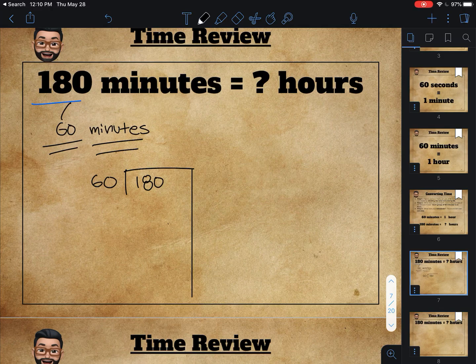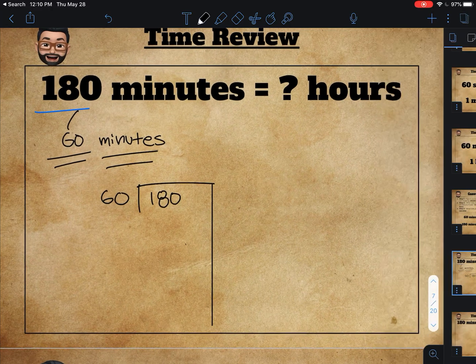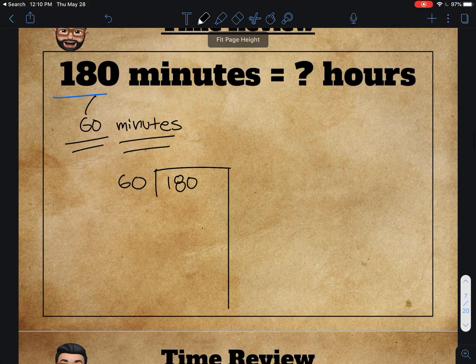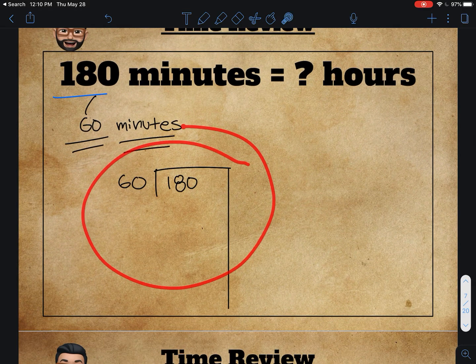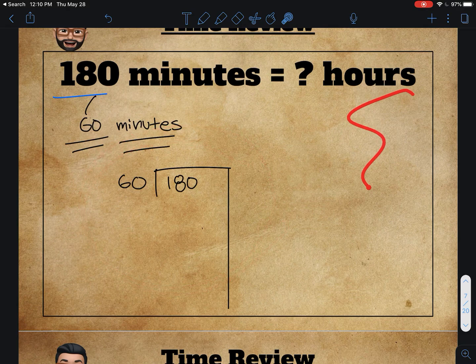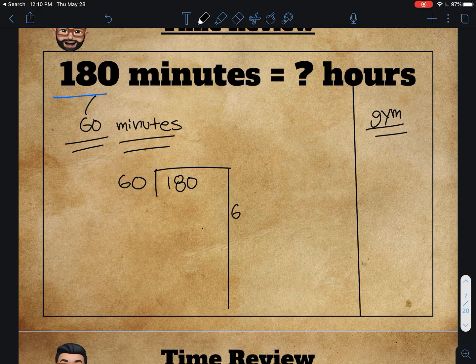Because what we know is 60 minutes equals 1 hour. All right, let me do this. There we go, we have a little more space. So I've got my division house over here. Across the street, I'm going to draw my gym, so in case I need to work out some multiplication, I can do it over there. Now I'm trying to figure out how many groups of 60 I can get out of 180, so 60 times something.